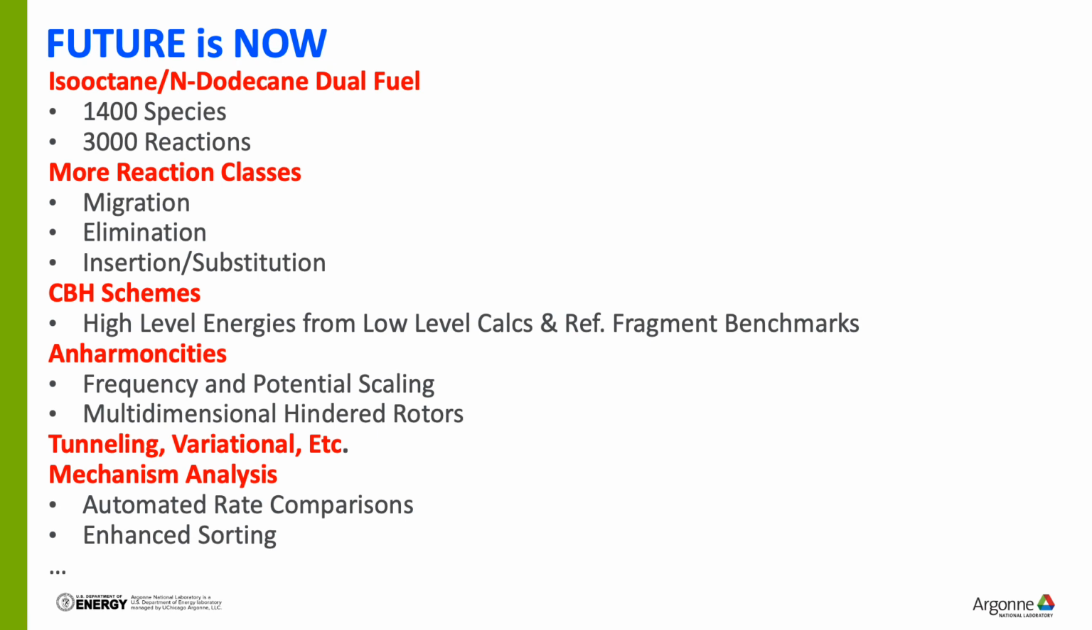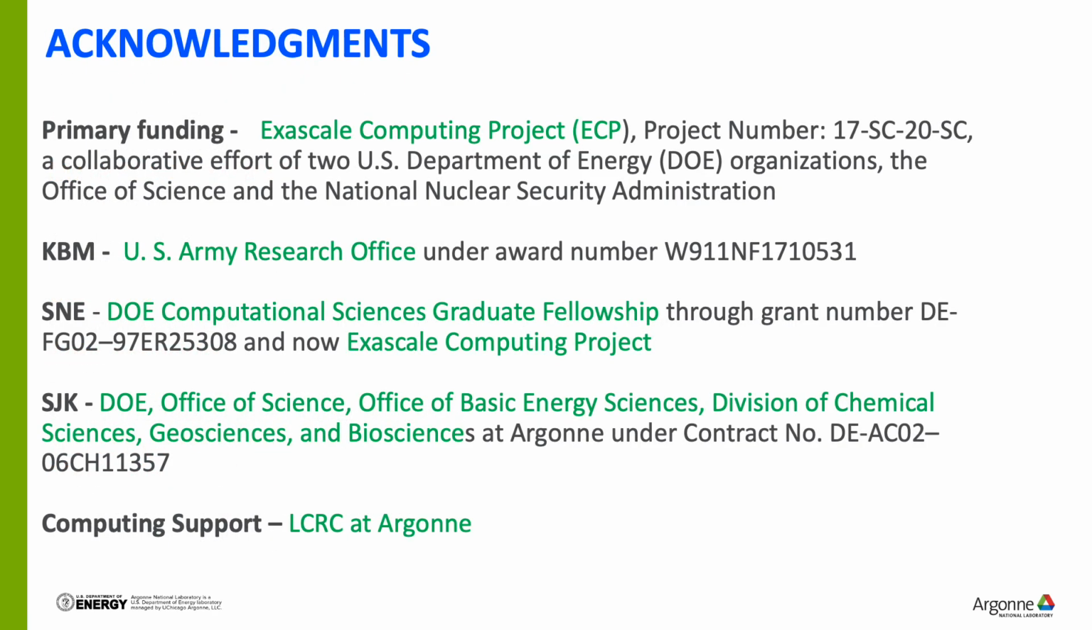Migration, elimination, insertion, substitution. We're now able to treat the whole RO2-QOOH chemistry. We've generated new schemes for trying to get high-level energy. So now we're doing things with as many as 16 heavy atoms. We've got high-level energies from low-level calculations and reference fragment benchmarks. We've got anharmonicity corrections by various scaling procedures. We've got some corrections for hindered rotors and scaling, and then we've got procedures now also for automatically comparing rate constants from different mechanisms, one we create versus one in literature, for example.